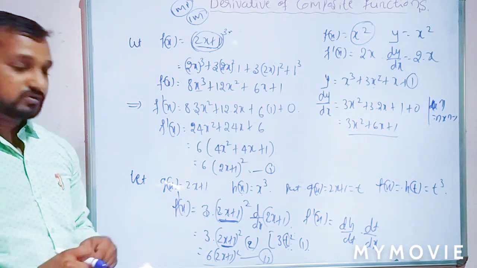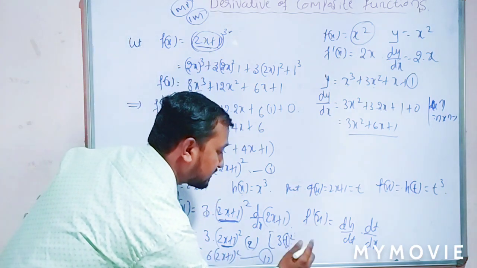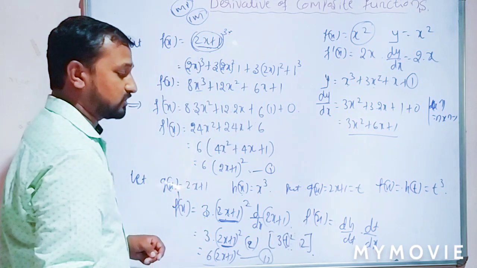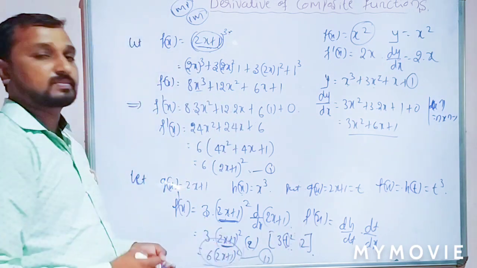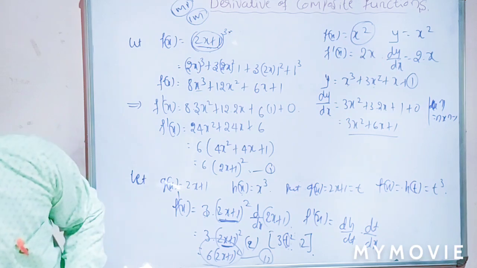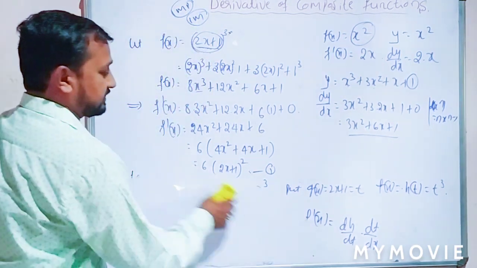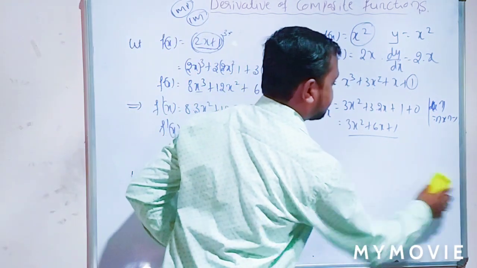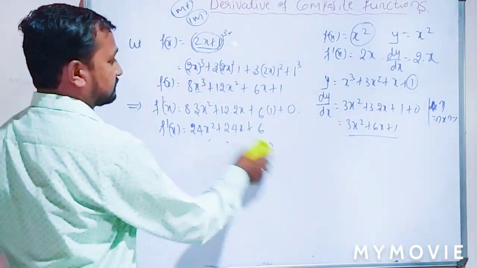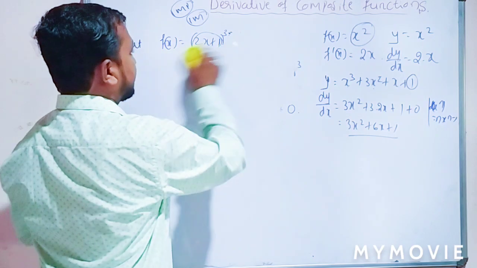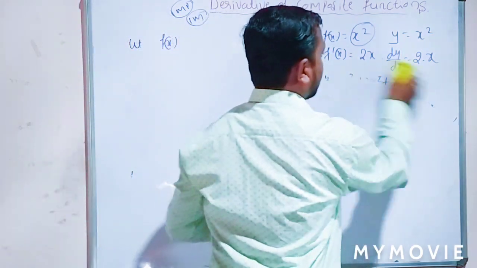Is that clear? So again here we can take 2. So this is a composite function. Is that clear? It is a very simple method, students. I can take one example directly.